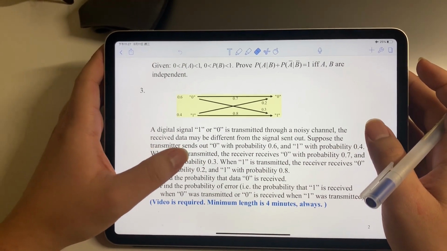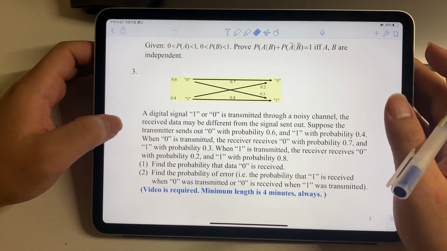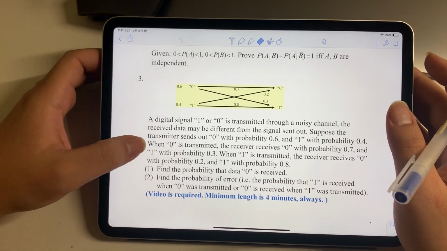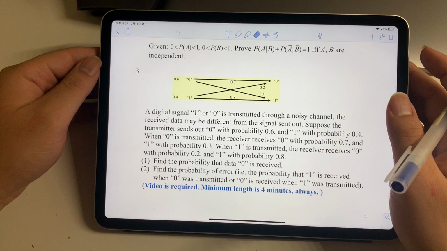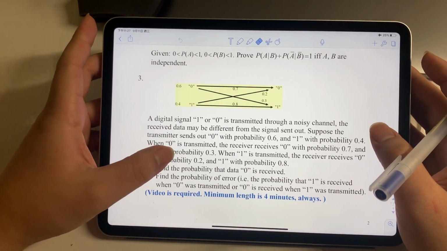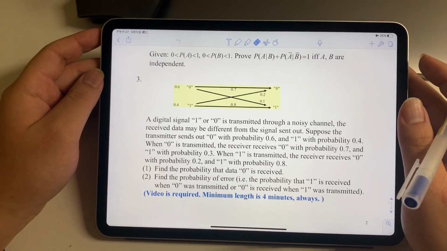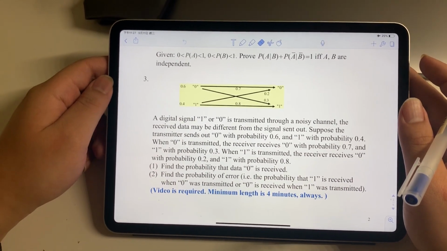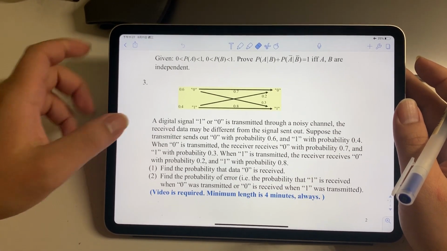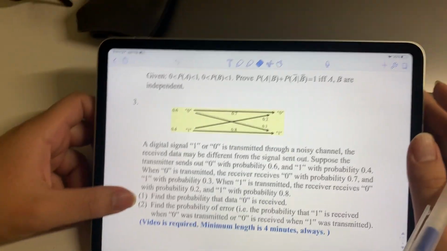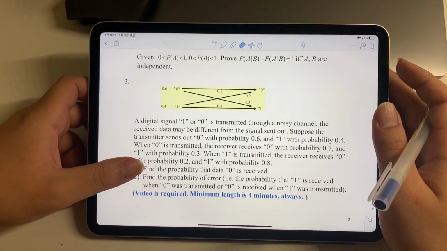Suppose the transmitter sent out 0 with probability 0.6 and 1 with probability 0.4. When 0 is transmitted, the receiver received 0 with probability 0.7 and 1 with probability 0.3. When 1 is transmitted, the receiver received 0 with probability 0.2 and 1 with probability 0.8. And the first question is asking us to find the probability that data 0 is received.